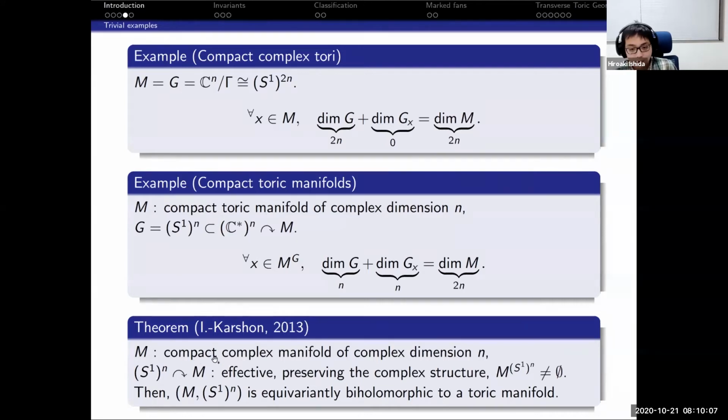So let M be a compact complex manifold of complex dimension n. And suppose an n-dimensional real torus acts on M effectively and preserves the complex structure. And we also assume that there is a fixed point. Then such a manifold should be a toric manifold. Okay. So this is an example.